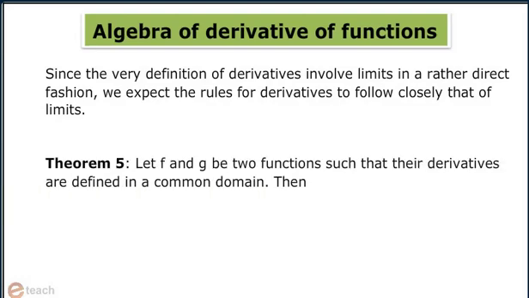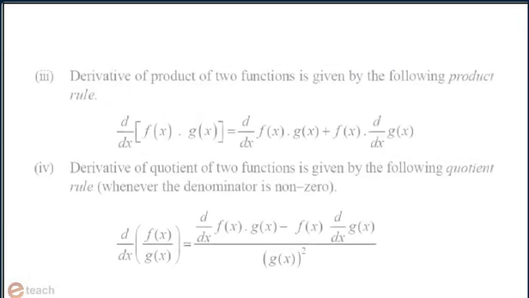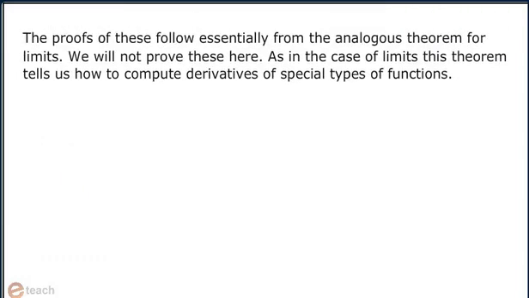Theorem 5. Let f and g be two functions such that the derivatives are defined in a common domain. Then you can see the following 4 points are similar to those which we had learnt in limits. The only difference is in the third and fourth point, the product and the quotient rule respectively. The proofs of these follow essentially from the analogous theorem for limits. We will not prove these here.